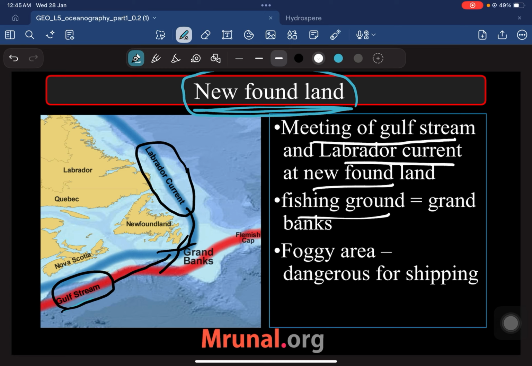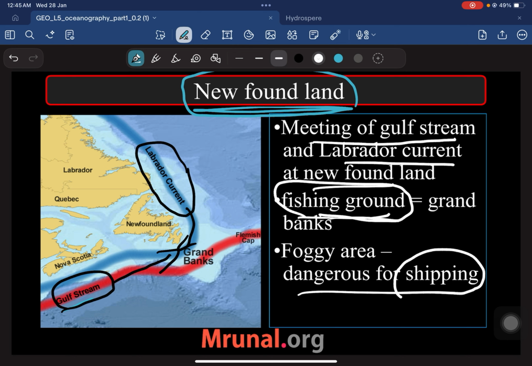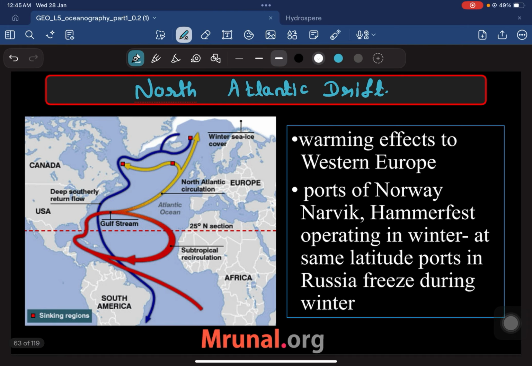Next, it is very dangerous for shipping. It is good for fish growth. That's why it is called a fishing ground, and it is dangerous for shipping because it is a very foggy area. Next, this Gulf Stream, what will it do?